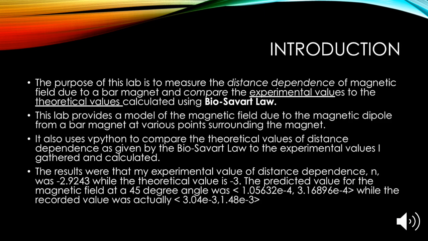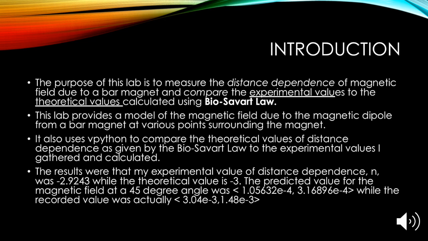In this lab, the purpose was to measure the distance dependence of magnetic field due to a bar magnet and compare the experimental values to the theoretical values calculated using the Biot-Savart law, as well as find the magnetic dipole of the magnet. This lab provides a model of magnetic field due to the magnetic dipole from a bar magnet at various points surrounding the magnet. It also uses VPython to compare the theoretical values of distance dependence as given by the Biot-Savart law to the experimental values I gathered and calculated.